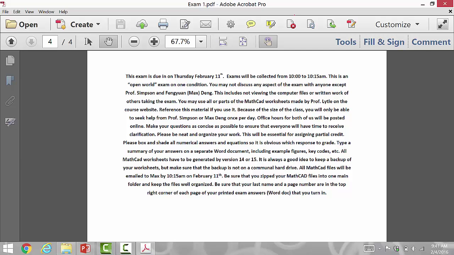You just bring a summarized Word document printout with all your results, your plots, and your key programs on it, and also email me all your MathCAD files, and then you can check with me at that time. I can open them and I receive them, and yeah, that's it.